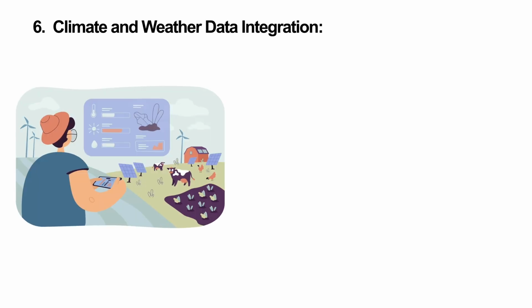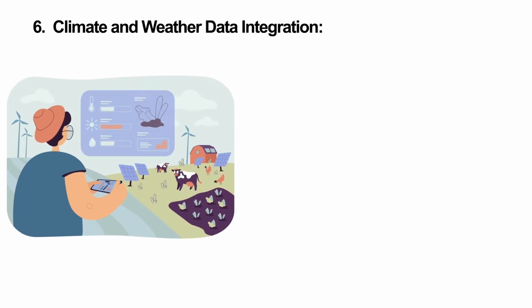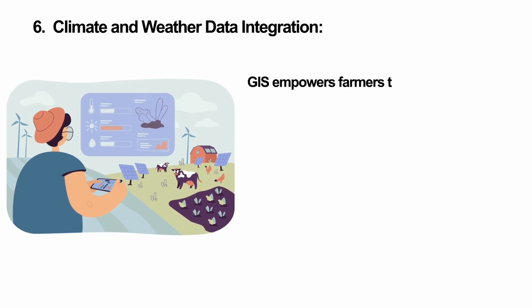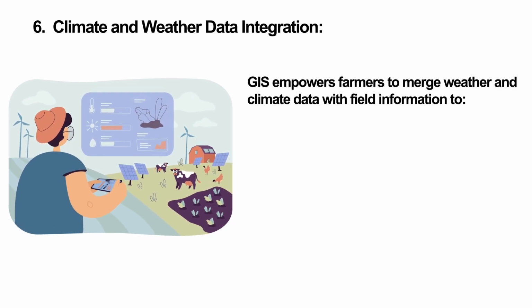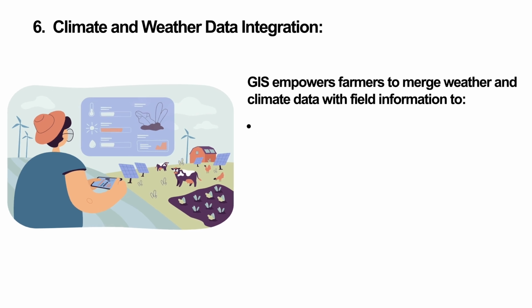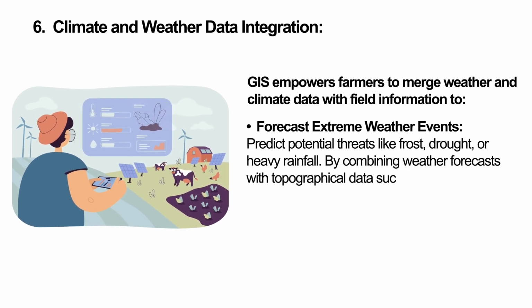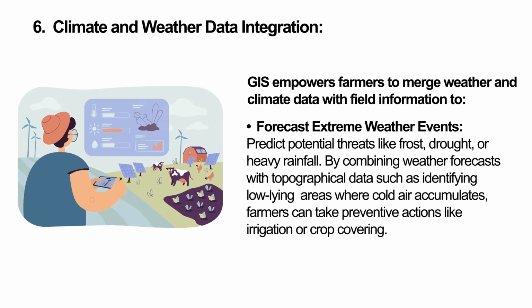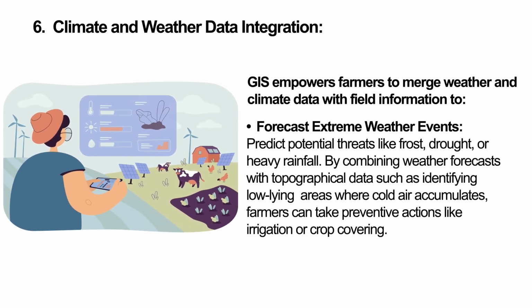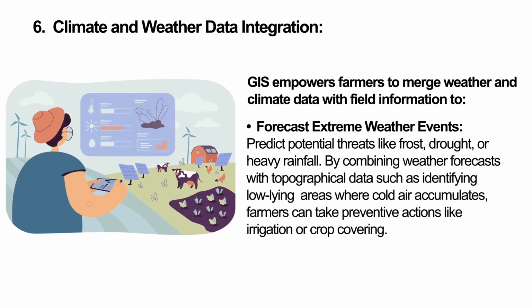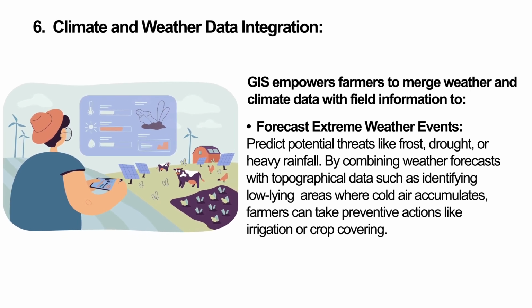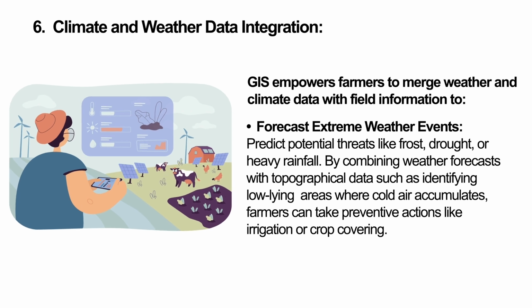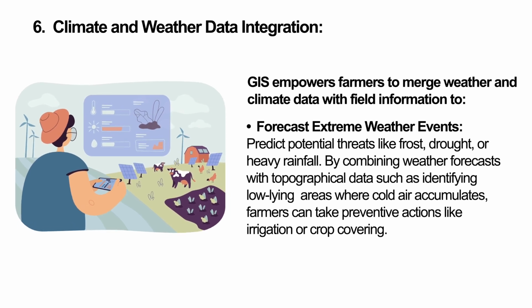Sixth, climate and weather data integration. Climate variability can significantly influence crop production. GIS empowers farmers to merge weather and climate data with field information to forecast extreme weather events, predict potential threats like frost, drought, or heavy rainfall. By combining weather forecasts with topographical data, such as identifying low-lying areas where cold air accumulates, farmers can take preventive actions like irrigation or crop covering.